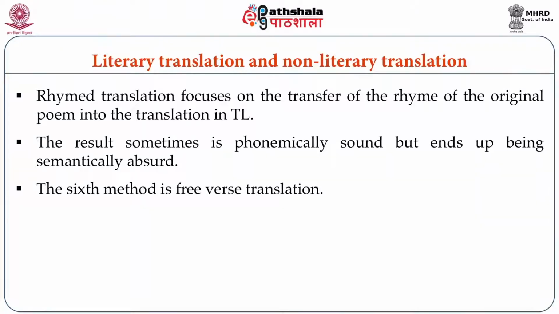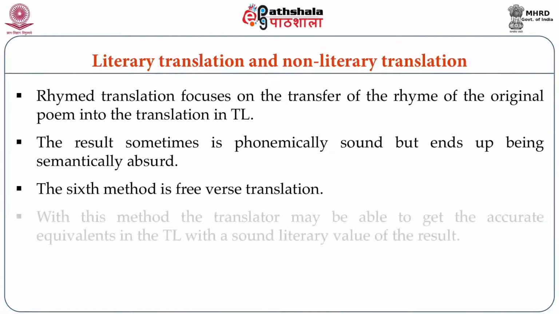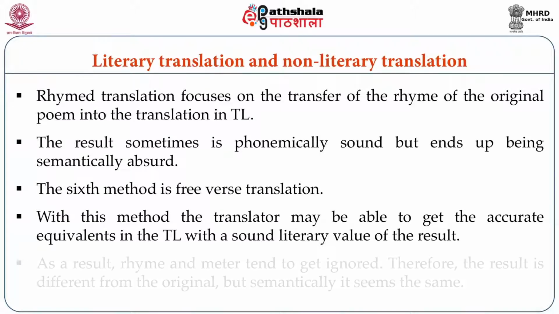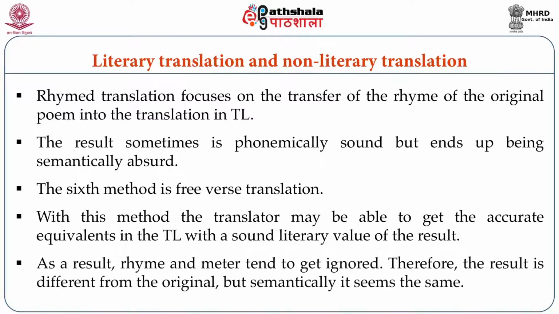The sixth method is free verse translation. With this method, the translator may be able to get the accurate equivalence in the target language with the sound literary value of the result. As a result, rhyme and meter tend to get ignored. Therefore, the result is different from the original, but semantically it seems the same.